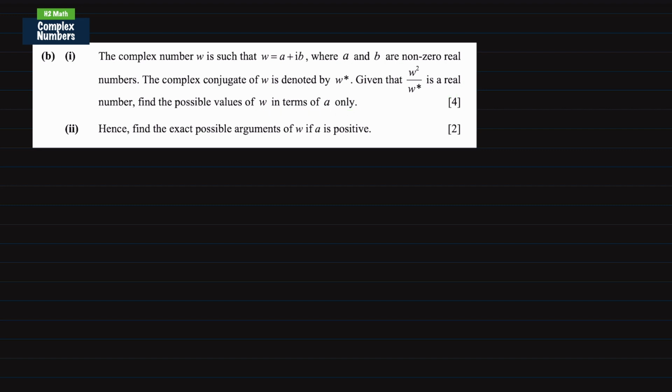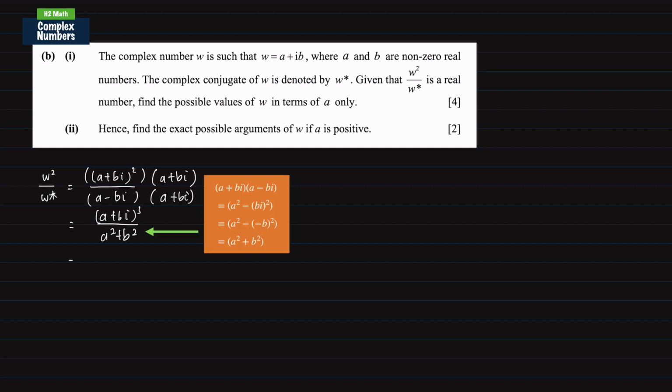So what we can do is to express w square over w star in terms of a and b. So w square over w star is equals to (a + bi) whole thing squared over a - bi. Now to remove i from the denominator, we are going to multiply by the complex conjugate a + bi on the bottom and top of the fraction. So this will give us (a + bi) whole thing cubed over a² + b².